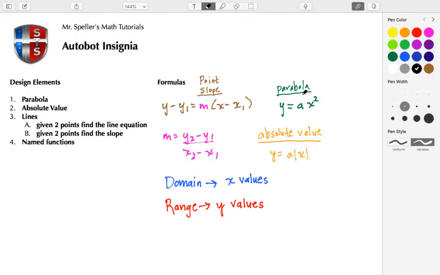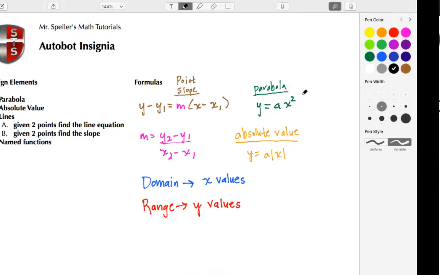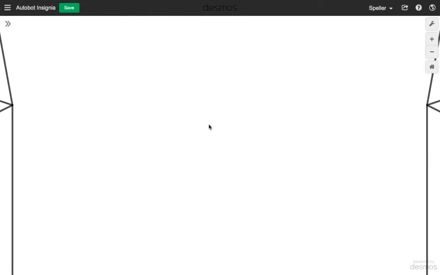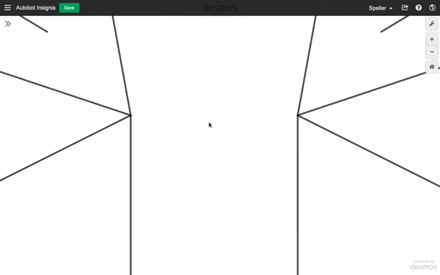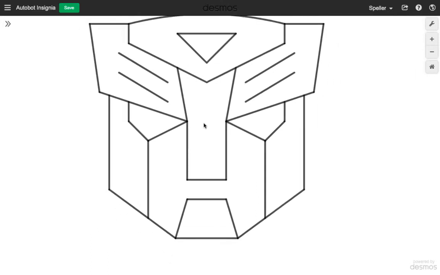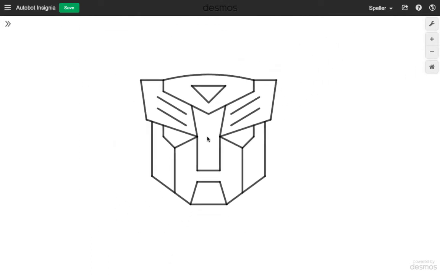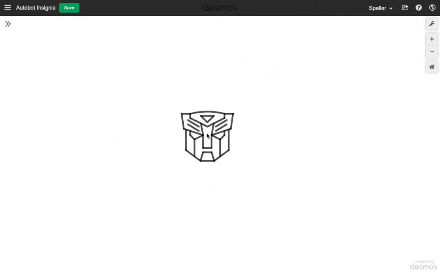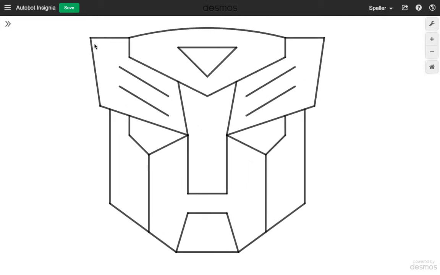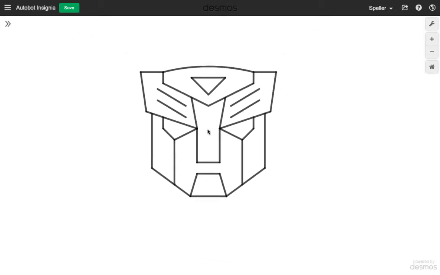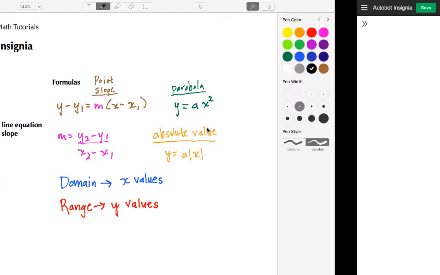Before we look at the design elements and the formulas, let's take a look at what our logo or insignia is going to look like. Alright, so here is our insignia. Notice that it's made up of, like I said, several lines. We have our absolute value functions here and here. We have our parabola up there at the top. And now let's go back and take a look at all the design elements.